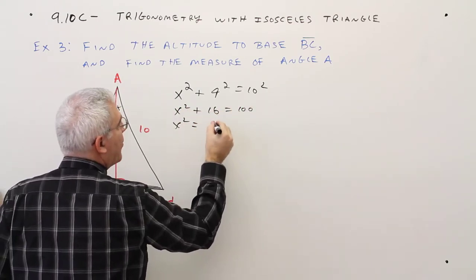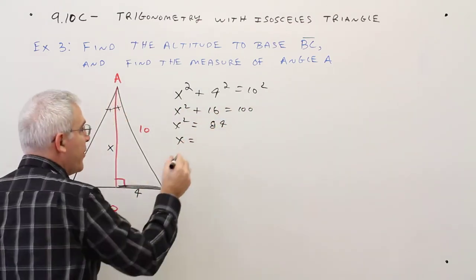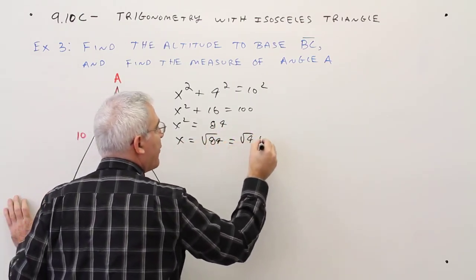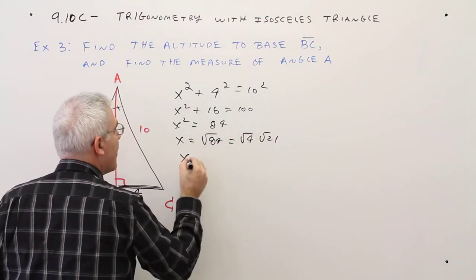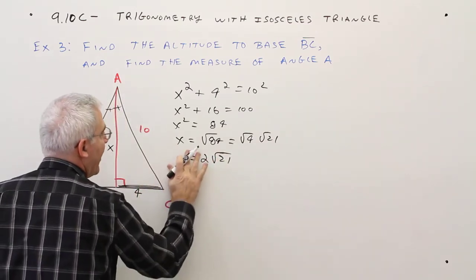X squared equals 84. X equals, I'll just take the positive square root, the square root of 84, which is the same thing as the square root of 4 times the square root of 21. So x equals 2 radical 21. So I'll call that the altitude.